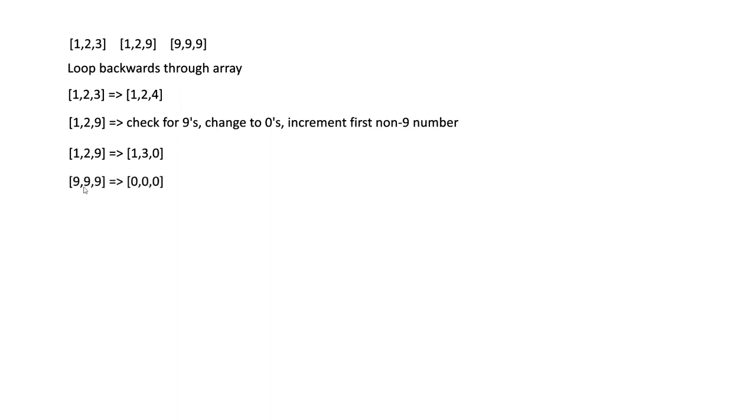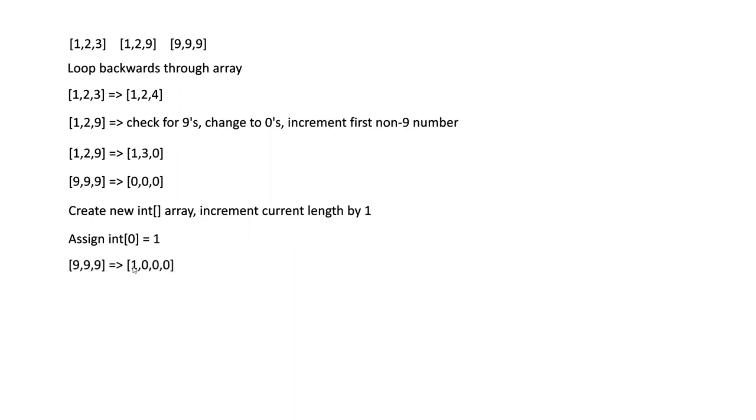Now, for this last array, if we use the same logic we've been using, we're going to get 0, 0, 0 because we convert all the 9s to zeros. So in this case, we're going to have to create a new int array, and we're going to increment its length by 1. And then we're just going to assign that first number equal to 1. So then 999 becomes 1000. And that is pretty much the three scenarios we need to be concerned with.